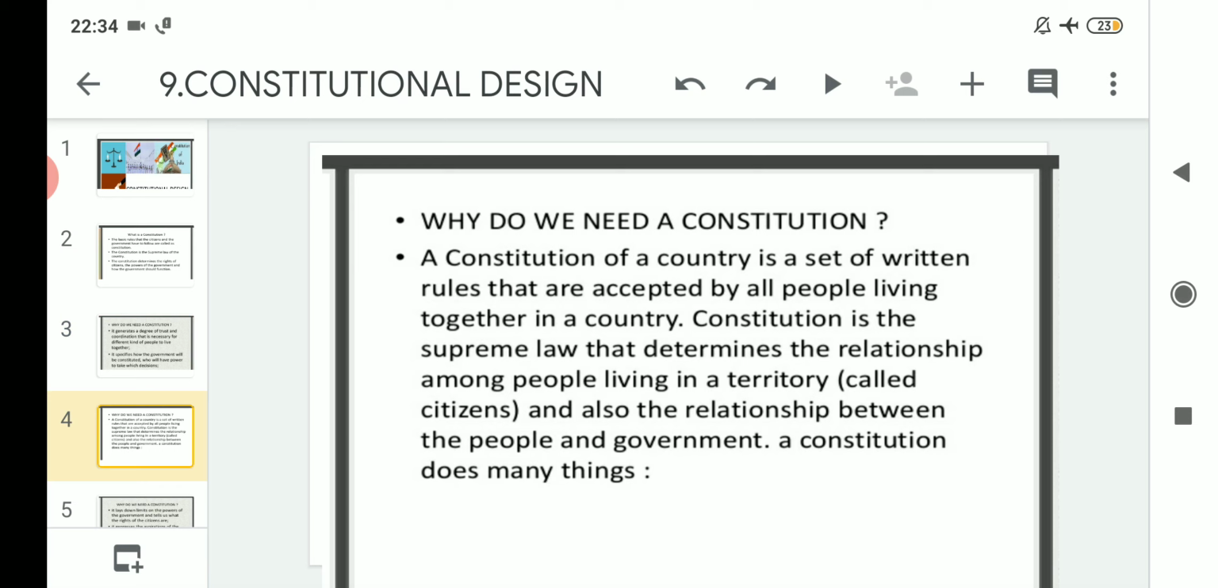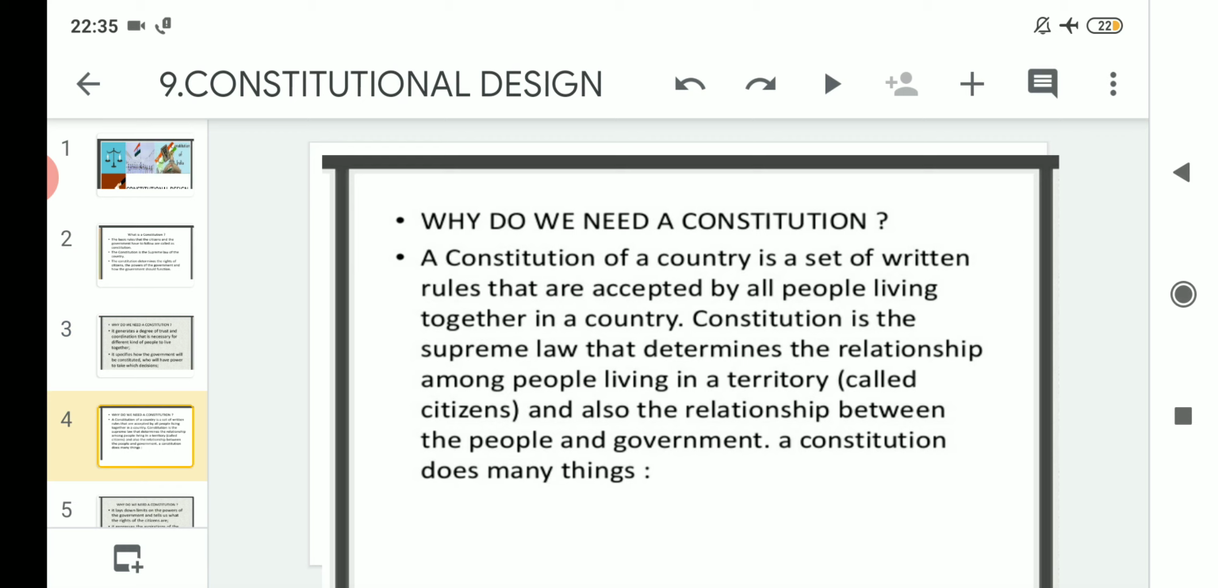So if you remember, we have discussed the constitution earlier also. As this is a revision part, we will go through it in an elaborative way. So a constitution of a country, of any country, is a set of written rules. That means it is in a written form. Remember this. That are accepted by all people living together in a country. That means irrespective of their caste and religion, living in a country, they have to abide by that, and whatever the constitution is there, it is in the written form.